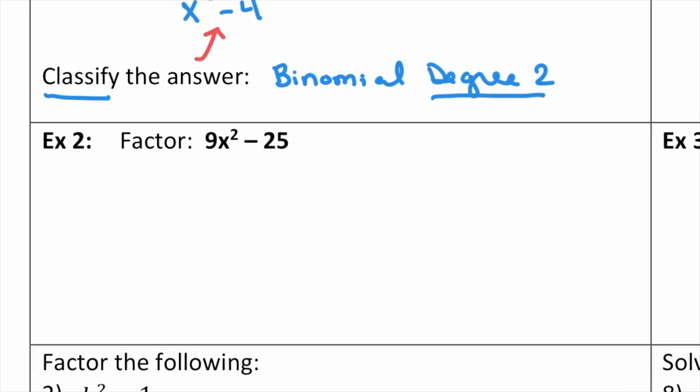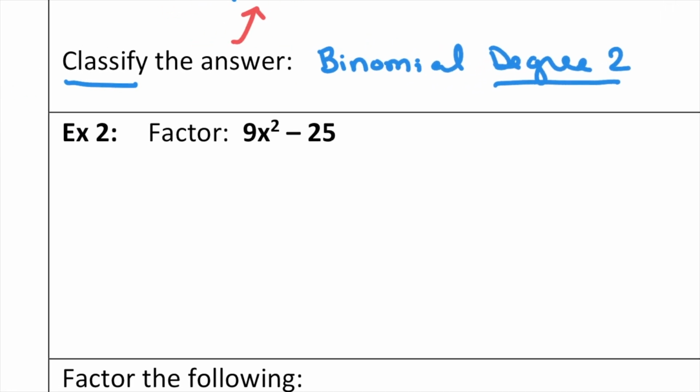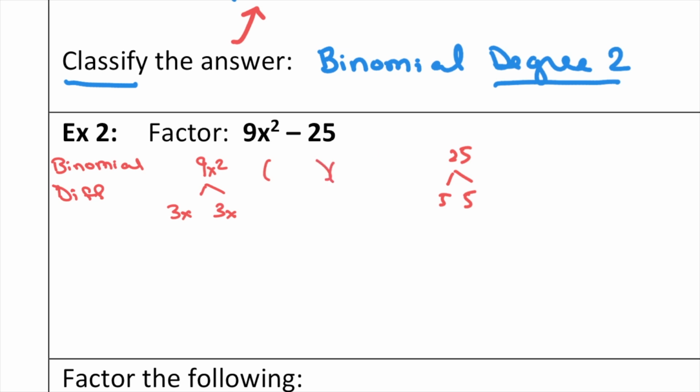Let's look at our next problem. Okay, so I once again recognize that I have a binomial, and when I check it out, it's definitely a difference. And are those squares? Does 9x squared have a perfect square? It sure does. 3x times 3x makes it a perfect square. And 25 is 5 times 5. So this is a difference of squares.